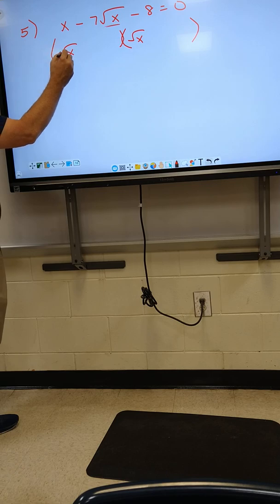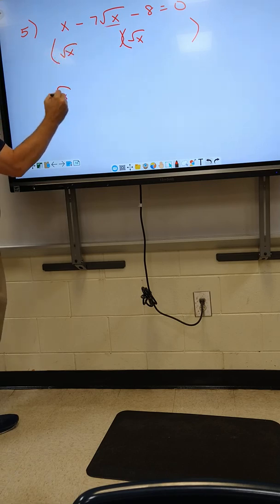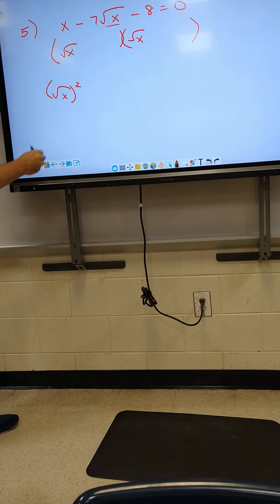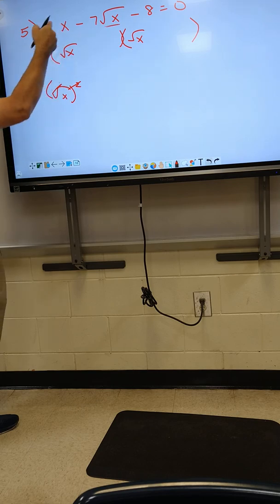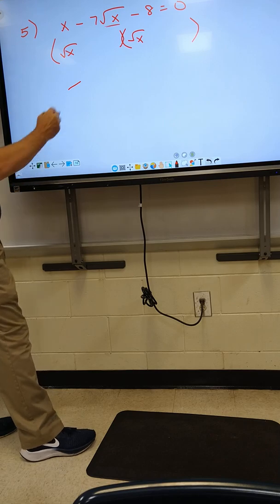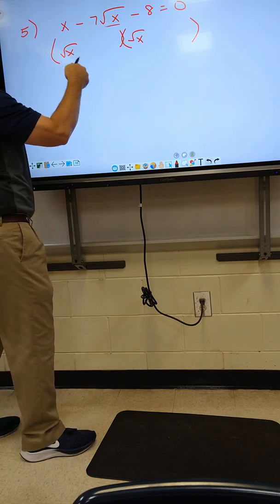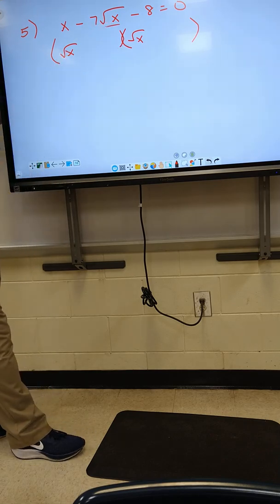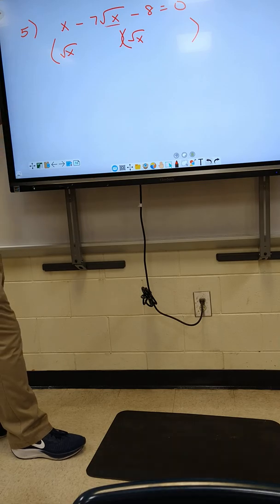Because look, square root of x times square root of x is square root of x squared. And then the square cancels out the square root. It just gives you x. So pretty much, if you'll just memorize this one, when you get a square root of x in the middle, you're going to start your problem that way. All right, and the rest of it you can factor.